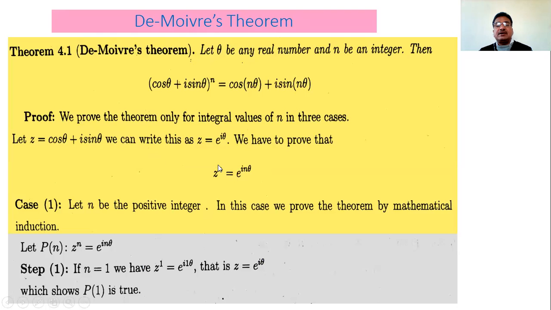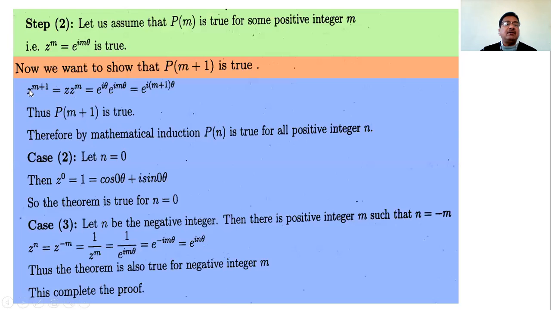What we have to show is that the result is true for n equal to m plus 1, meaning z raised to m plus 1 is e raised to i(m plus 1)theta, and that is what we have. That is, the result is true for n equal to m plus 1, or P(m plus 1) is true. Therefore, by mathematical induction, we say Pn is true for all positive integers or natural numbers. Now the case number 2, let n be equal to 0.